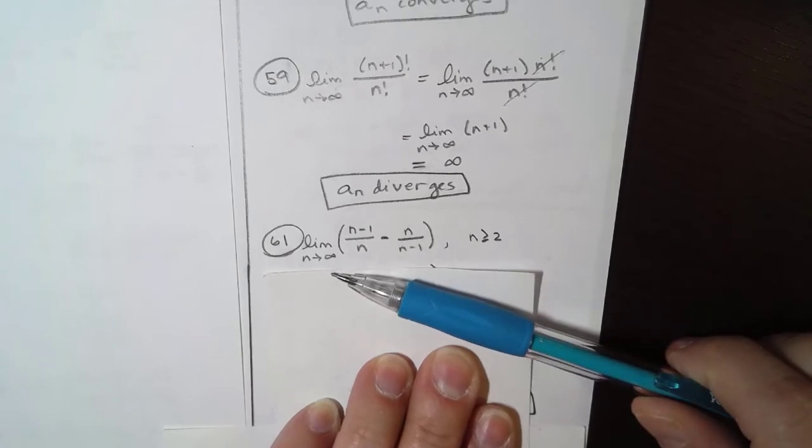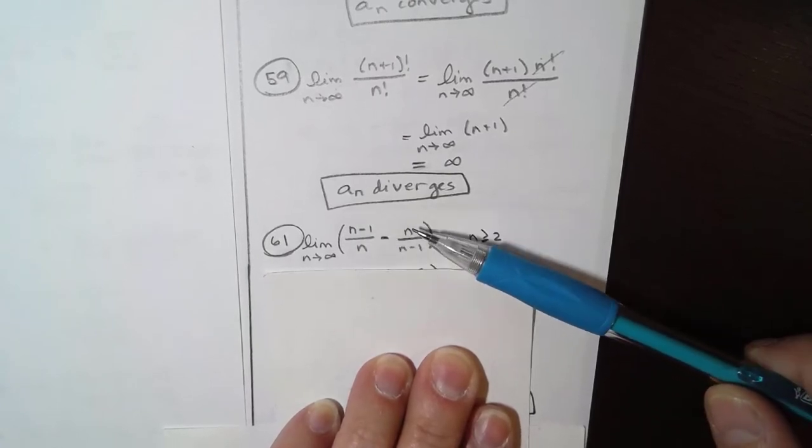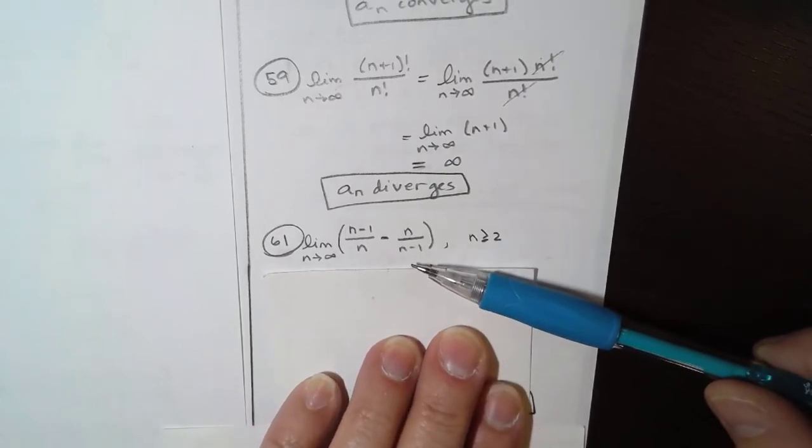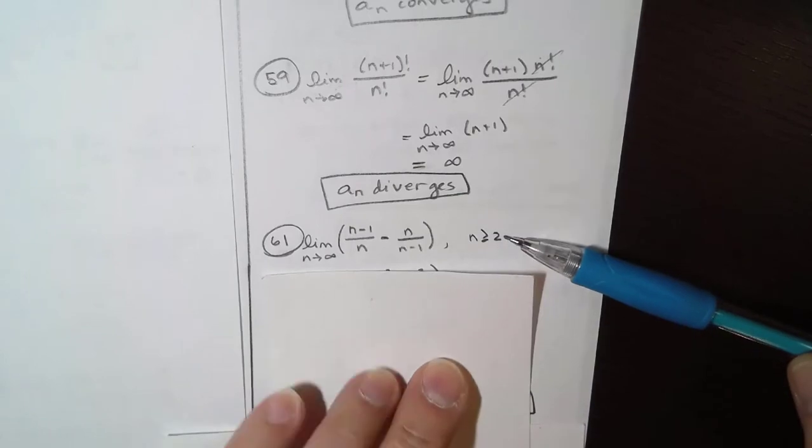Okay, 61. Limit as n goes to infinity of (n-1)/n minus n/(n-1) for all values of n greater than 2. You understand why n cannot be 1. Okay, so n greater than or equal to 2.